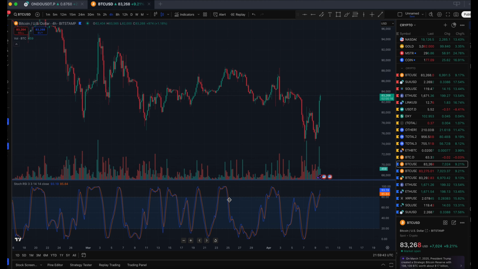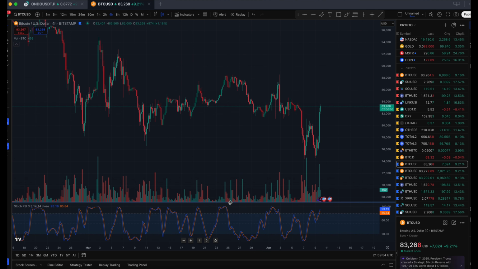You can make it bigger or smaller. Now, I just like to leave it on the default settings, so you don't need to change anything there. But here's the most important part. We're only looking to take trades when the stochastic RSI is either below 5 or above 95. So let me say that again, below 5 or above 95. These are your high probability zones, and when the stochastic RSI is below 5, it means the asset is extremely oversold relative to its recent movement, and when it's above 95, it's extremely overbought.